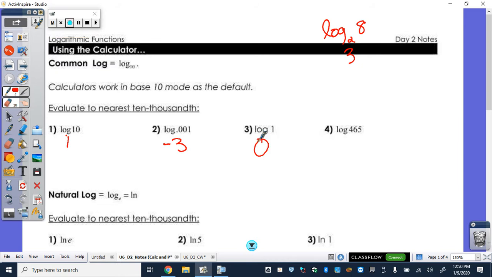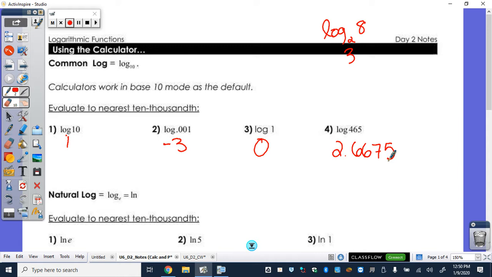Last one, you're going to get a decimal, log of 465. Ooh, round to the nearest 10,000th, so the 4 rounds up to a 5, so there's a 5 after it.